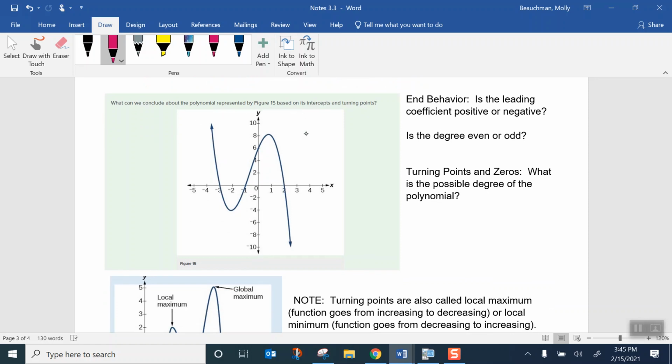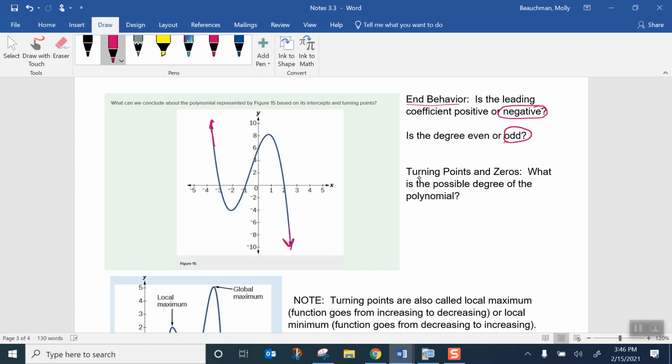All right, so let's take a look at a graph and see what we can conclude about a polynomial represented by a graph based on its intercepts and turning points. So we can take a look again to review end behavior. Is the leading coefficient positive or negative? Well, end behavior on an odd function goes this direction. Look back at the chart. So that means the leading coefficient has to be negative. Okay. Is the degree even or odd? Well, since it's pointing in opposite directions, the degree is odd.